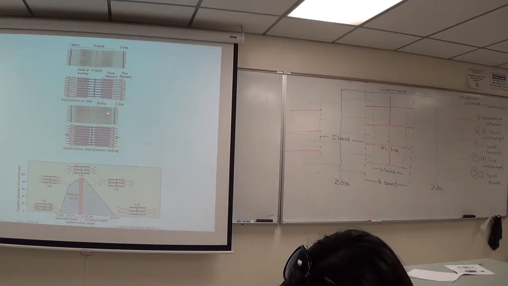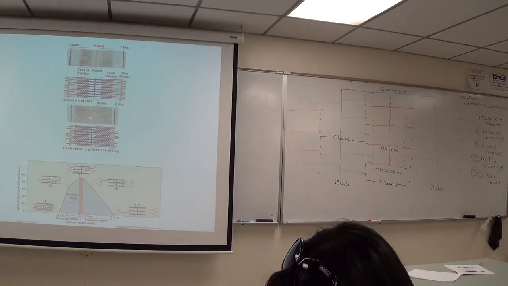This is the actual view where the sarcomere is shorter. The sarcomere is more narrow. The H band is narrow and the I band is narrow. Okay.